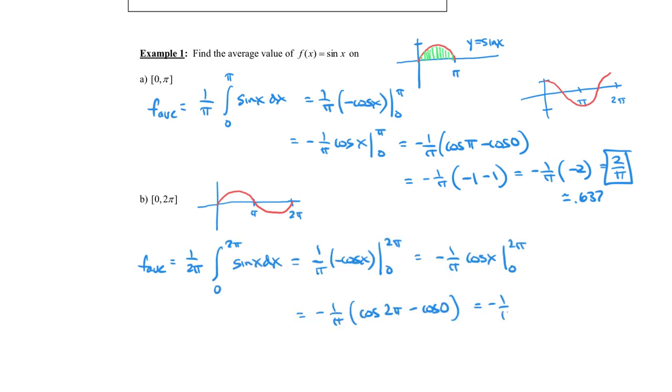Okay. And now looking up here at the cosine graph, cosine of 2 pi is 1 minus cosine of 0, which is 1. So you get 1 minus 1, which gives us 0. So it's what we expected. The average value is 0 because all these positive values cancel out all the negative values.